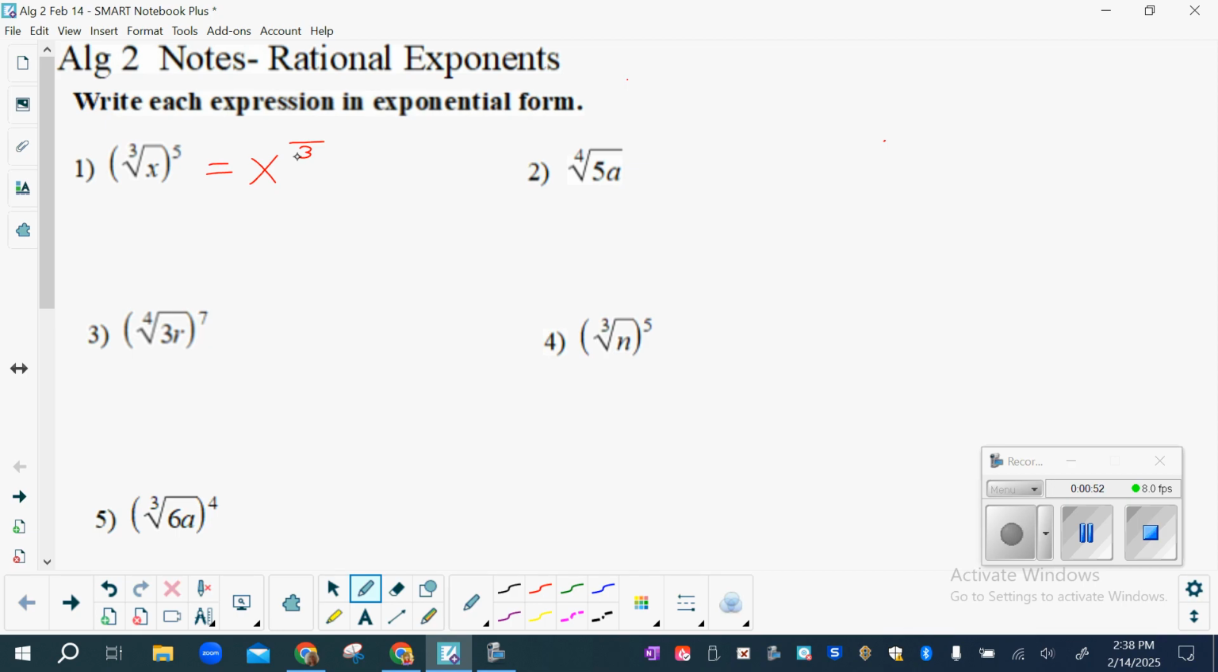So 3 on the bottom, and then the 5 goes on the top. So this is the same as x to the 5/3.